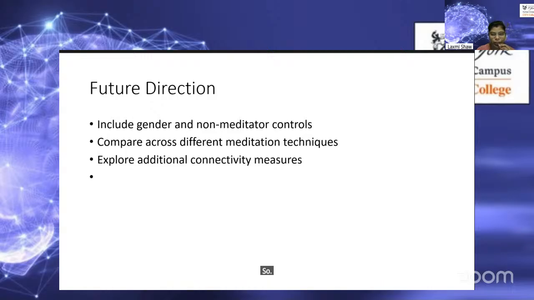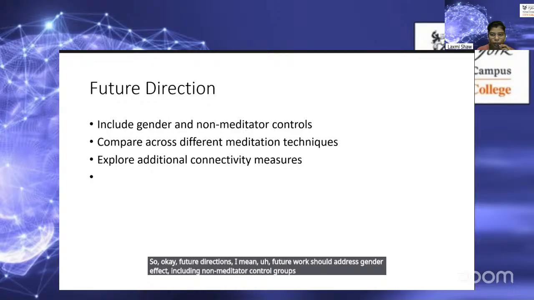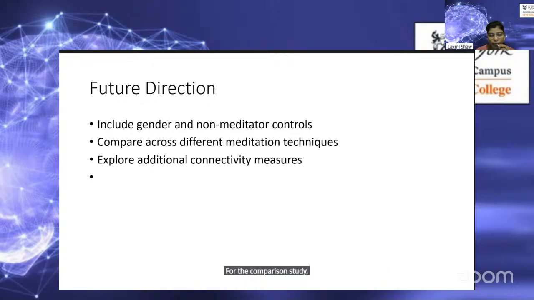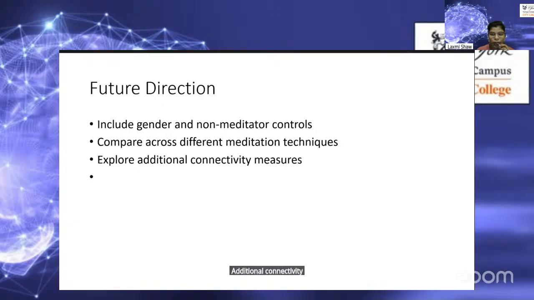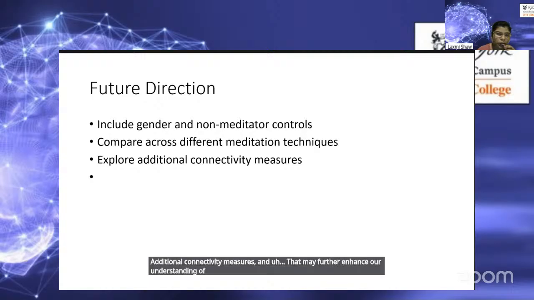So, okay, future directions. Future work should address gender effects, including non-meditator control groups for comparative study, and compare different meditation techniques too. There are so many meditation techniques, like transcendental meditation, Chinese meditation, Qigong meditation. So we can include different meditation techniques in this study to explore additional connectivity measures, and that may further enhance our understanding of meditation's effect on brain networks.